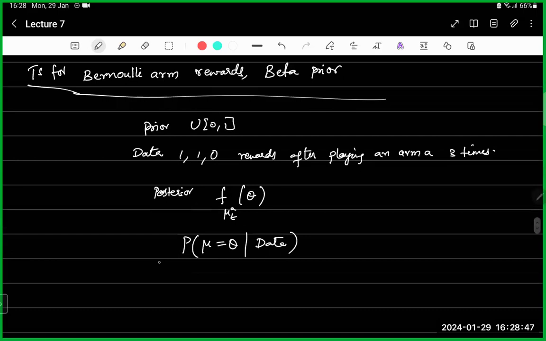Now, before seeing any data, we had a uniform distribution. Now we have seen some data. Now we are asking, what is the probability that my mu equals theta? Maybe I'll just be a little vague and write P instead of F.